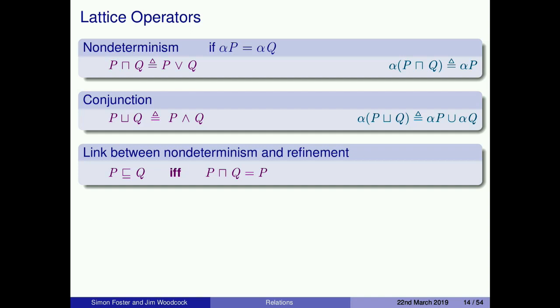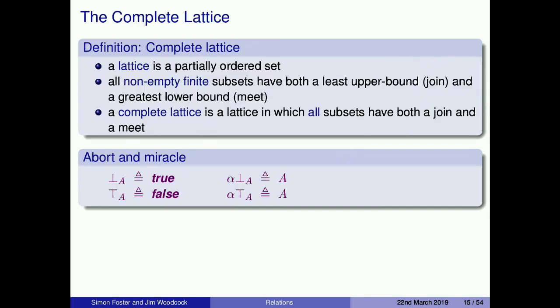So what this result tells us is that refinement is really reduction of non-determinism, right? So what does this mean? P is refined by Q if the non-deterministic choice of P and Q is in fact P. What this is really telling us is that Q doesn't present any options that P didn't already present us with. And so you can specify that using a non-deterministic choice.